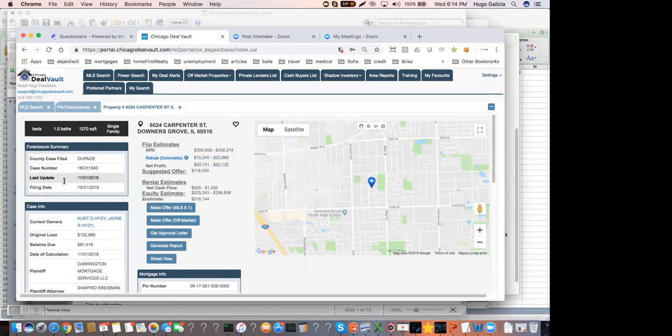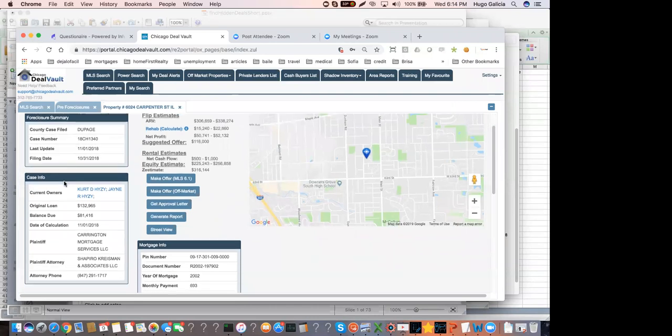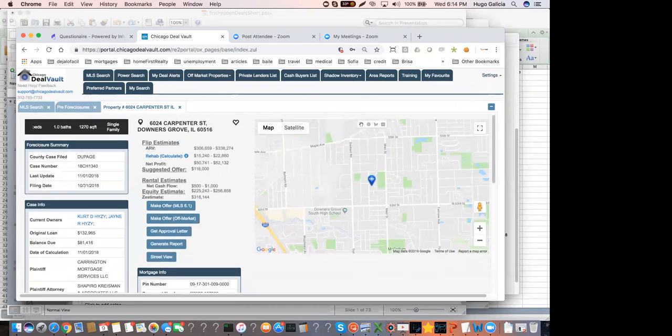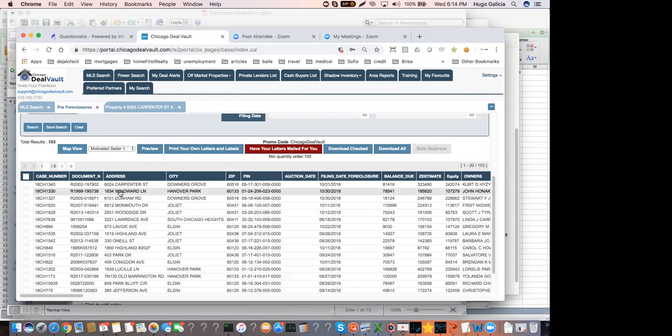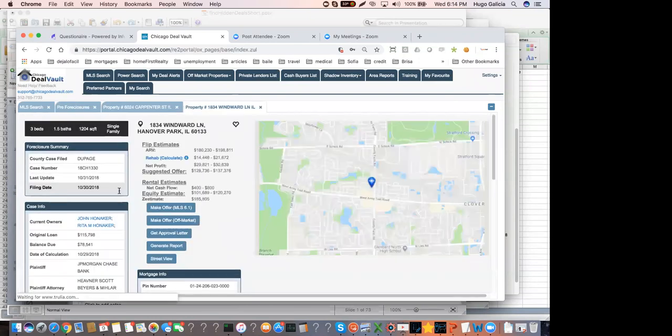Although here we are not able to see how many bedrooms. We only know the square footage of the property. Okay, so I want to find a property where we can see the number of bedrooms and baths. So I'm going to go to the next one, Hanover Park. So this is a 3-bedroom, 1.5 bath, 1,200 square feet.